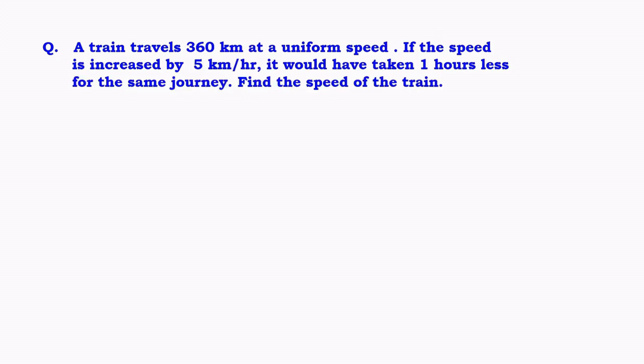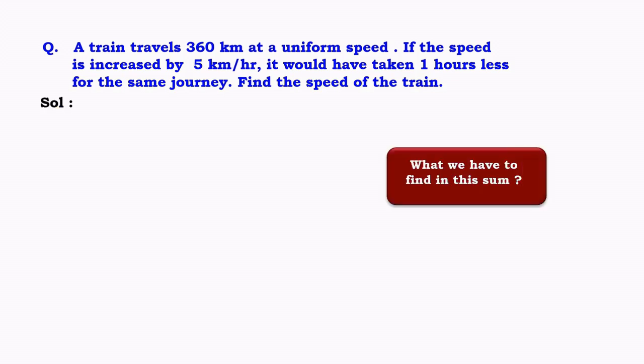A train travels 360 kilometers at a uniform speed. If the speed is increased by 5 kilometers per hour, it would take 1 hour less to complete the same journey. Find the speed of the train. The question asks us to find the speed of the train.